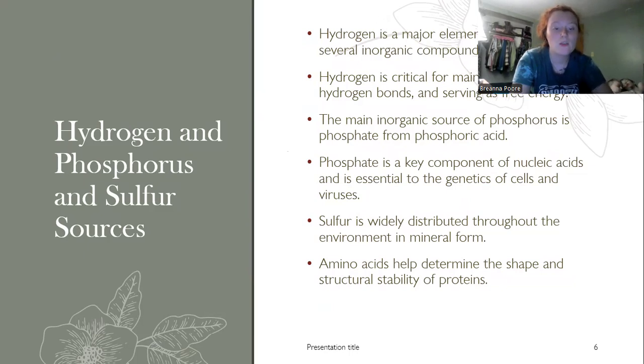The main source is phosphate from phosphoric acid, and it is essential for nucleic acids and vital to the genetics of cells and viruses. Sulfur is found in the environment as mineral forms. It is crucial for the structure of proteins, particularly in amino acids, and it affects their shape and their stability.